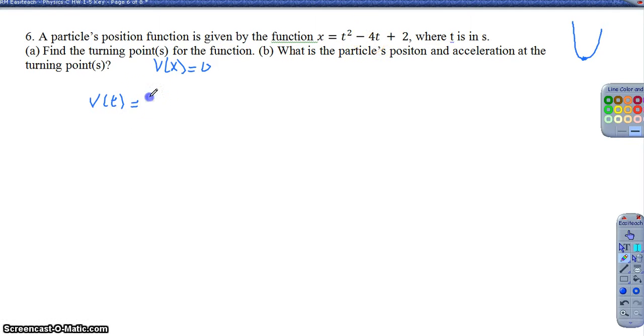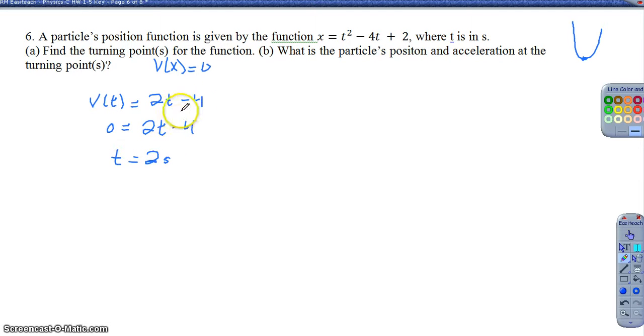So the derivative would be 2t minus 4, and then the 2 of course would go away since it doesn't have a t with it. So I just need to figure out when does this function equal 0. Well, the only time that's going to happen, right, there's only one t to solve for. So solving this, I would get t equals 2. So that tells me if I'm going to have a turning point, it's going to be at 2 seconds.